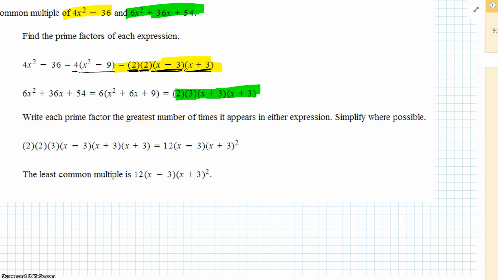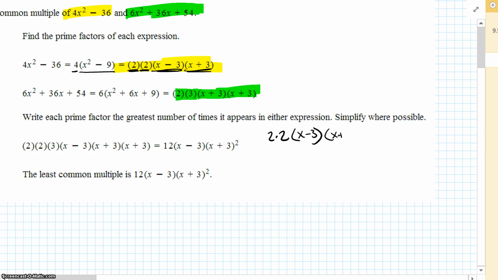So now write each prime factor the greatest number of times it appears in either expression. Simplify when possible. So I highlighted it. I have a 2, but I have 2 of them in the top. I have one x minus 3. I have 2 x plus 3's. And I have one 3. So 2 times 2 is 4, times 3 is 12, so I can rewrite it as 12 times x minus 3 times x plus 3 squared.